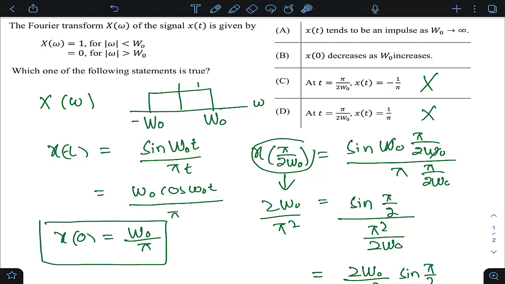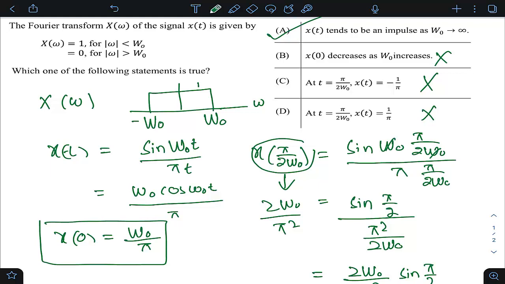It is saying that x of 0 decreases as w naught increases. But here they are directly proportional, right? If w naught increases, definitely this will also increase. If they were inversely proportional, then it might have been true. But because this is directly proportional to w naught, when w naught increases, x naught also increases. It will not happen that this is increasing and this is decreasing, right? So of course, as usual, option B is also wrong. So the correct answer has to be option A.